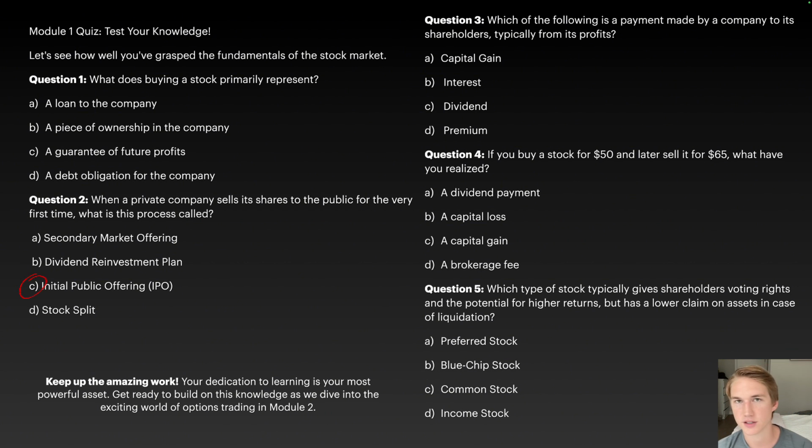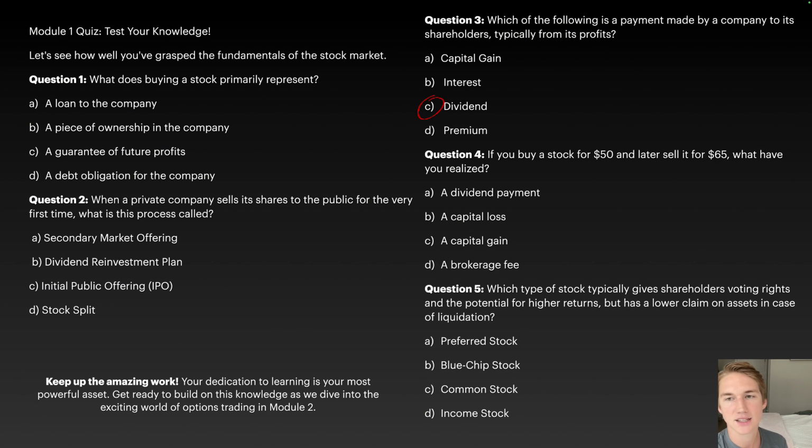It's going to be the very first time a company sells any shares, and they're going to collect all the money from it. Question 3. Which of the following is a payment made by a company to its shareholders, typically from its profits? Dividend. It's going to be C, dividend.